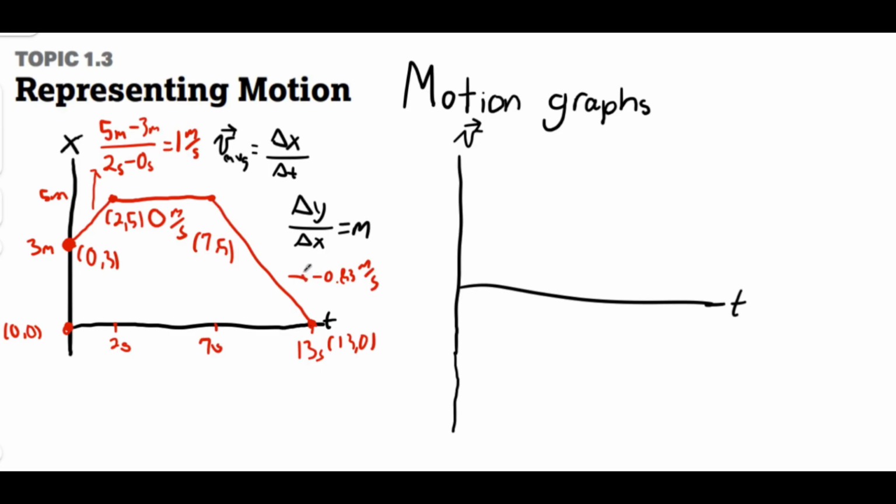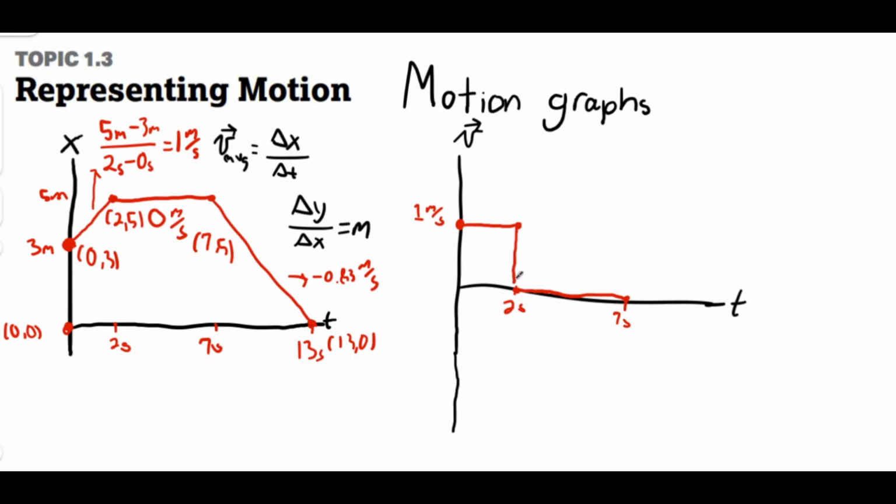So if we look over here, we've got a slope of 1 meter per second for the first 2 seconds. That means our velocity is going to stay constant at 1 meter per second for the first 2 seconds. It's just going to be a straight line. Then we have a slope of 0 until 7 seconds, meaning our velocity is just going to be 0 during that time.